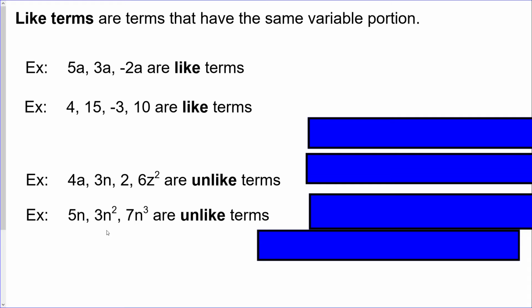Now, if everything was an n squared, for example, 5n squared, 3n squared, and 7n squared, those could be like terms. But that variable portion and exponent, if there is one, have to be exactly the same. Again, the coefficient doesn't really matter.